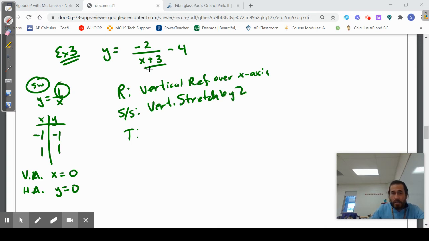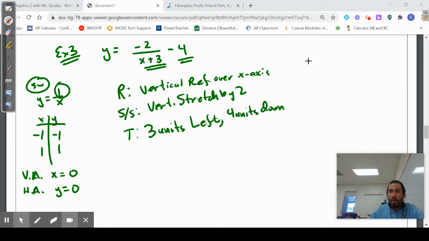Okay, and then last, remember, we have our translations. That would mean 3 units to the left. And last but not least, that's a minus 4. So that would be 4 units, remember, down. All right, so remember, we only have to work with 2 points. And there is a reflection this time.